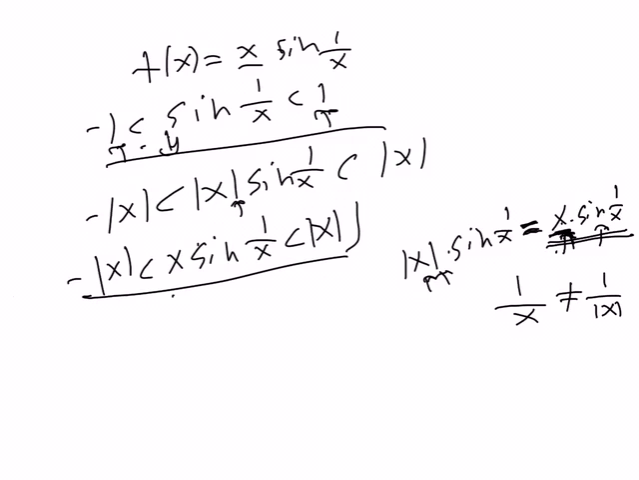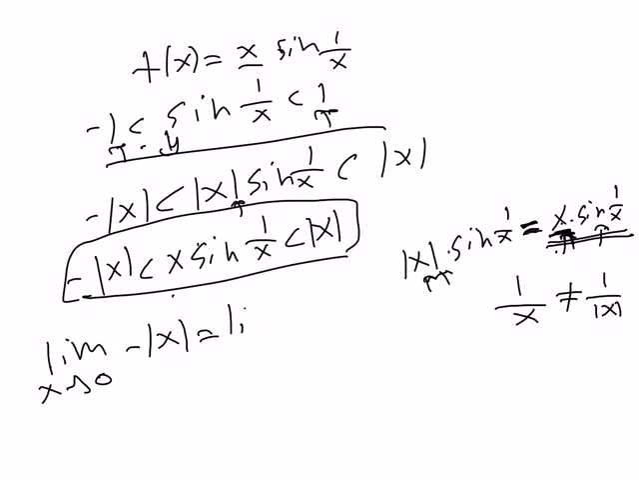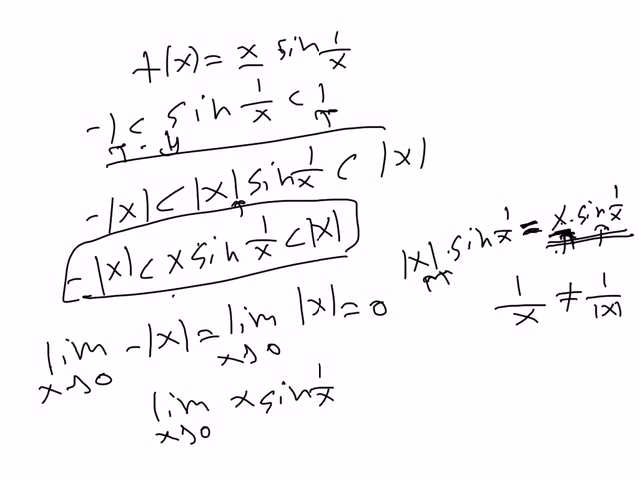So anyways, we have the limit as x goes to 0 of negative absolute value of x is equal to the limit as x goes to 0 of the absolute value of x, which is equal to 0. So the limit as x goes to 0 of x sine 1 over x is also going to be 0. And so we have a derivative. So f prime of 0 is equal to 0, which is very interesting. Okay, so we have finished this section.